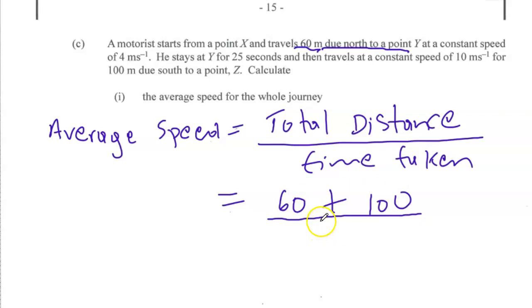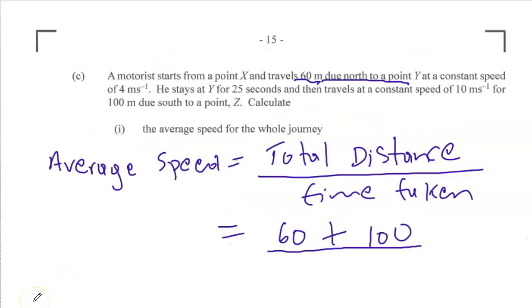What was the time taken? Let's try and determine the total time taken. So let's do the question again. A motor starts from a point X and travels 60 meters to a point Y at a constant speed of 4 meters per second. We know distance is equal to speed times time, but of course we're transposing for time. So divide both sides by s. So time is equal to distance over speed.